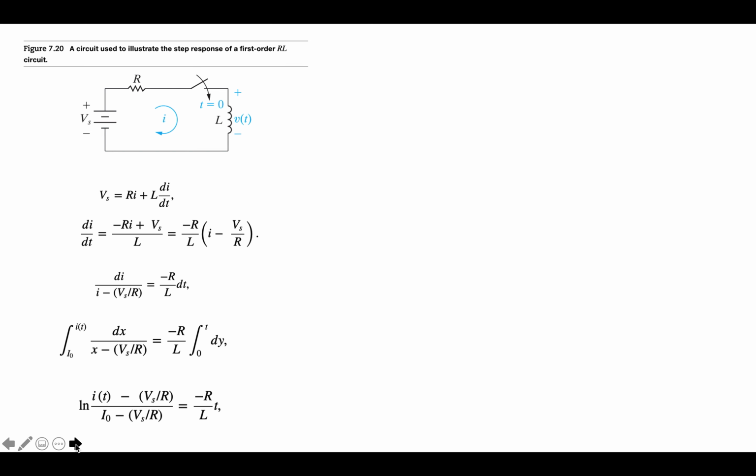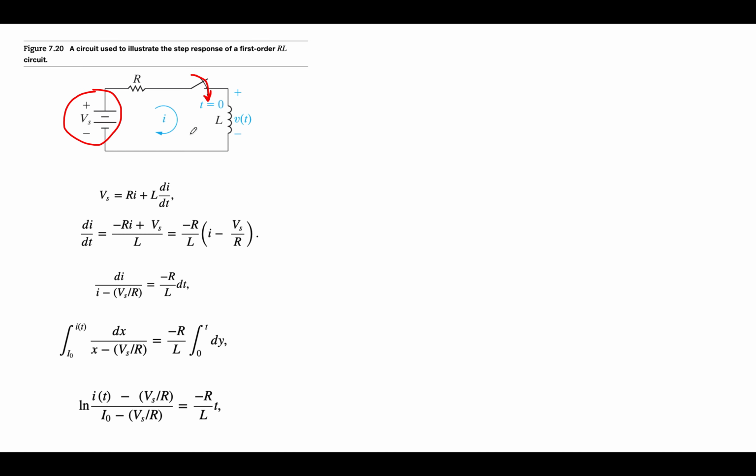All right, so let's just get started then, and I want to illustrate first of all what we would refer to as a step response of a first order RL circuit. So once again, by way of review, it's referred to as first order because it has a single energy storage element, one inductor. It's called a step response because we have a source here. And when we have a source, this is a DC source. And notice that we have a switch that closes at t equals 0.